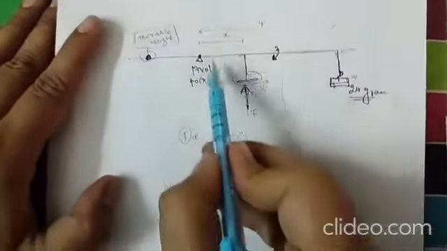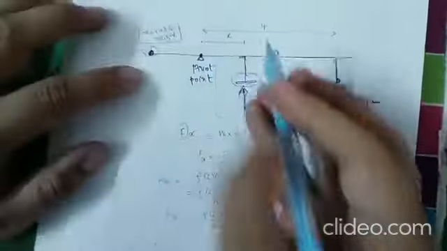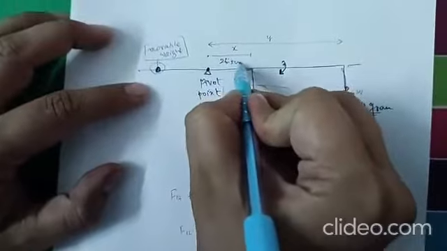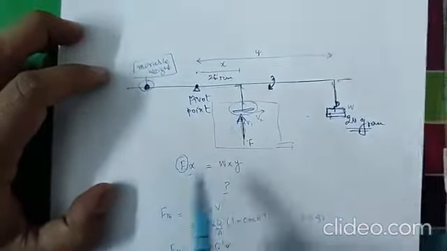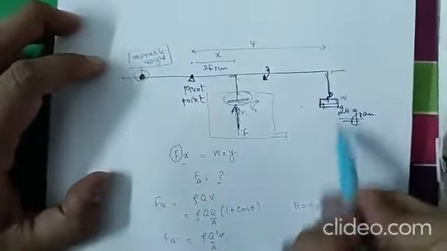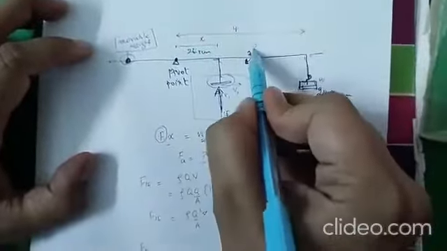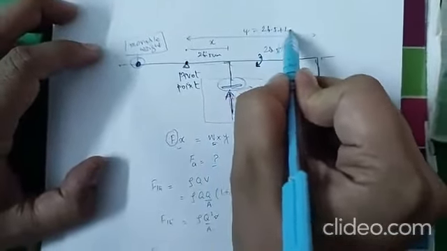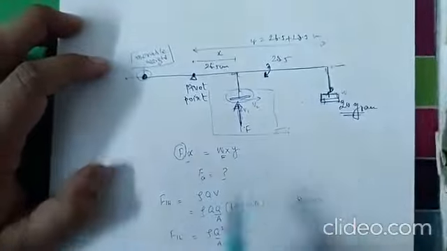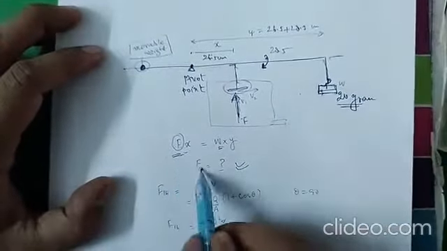Suppose this force is acting at a distance of x. This x is 26.5 centimeter. So F into 26.5 centimeter will be equal to this weight W, 20 grams, into this distance Y. This is 28.5, so Y will be 26.5 plus 28.5 centimeter. In this way you can calculate the actual force, FA, by balancing this. So FA you have got.